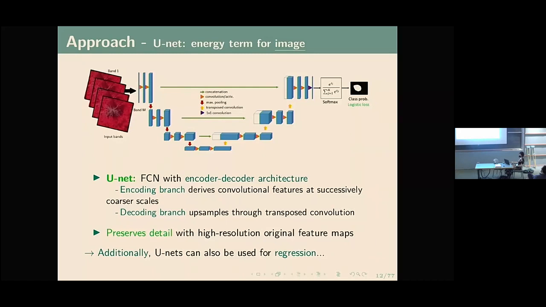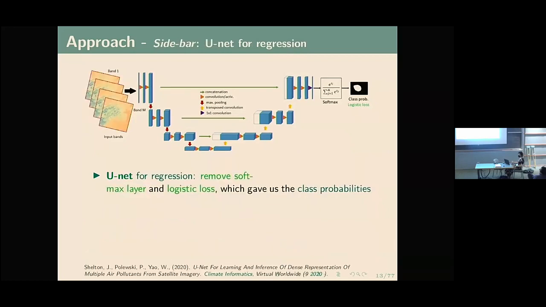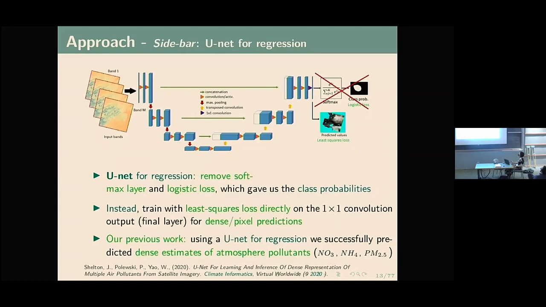As a side note, UNet can also be used for regression, where to do so, we remove the softmax layer at the end of the network, which is what gave us those class probabilities to begin with. We replace the logistic loss with squared error loss directly on the output of this network's final layer, which we have done in previous work in order to predict dense estimates of atmosphere pollutants. Had that at Climate Informatics last year. So these things can do some pretty cool stuff.